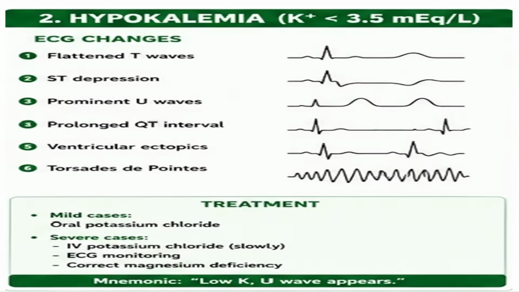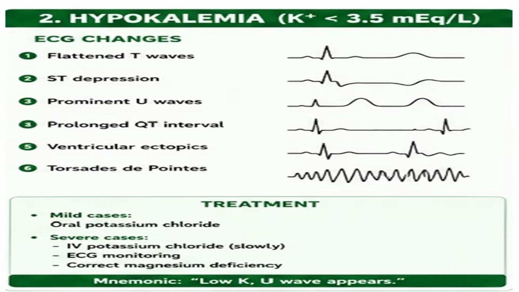When potassium becomes low, the ECG changes are almost opposite to hyperkalemia. The T waves become flattened, ST depression develops, and a prominent U wave appears, which is a classical finding. Severe hypokalemia may prolong the QT interval and predispose patients to ventricular arrhythmias and torsade de pointes. Think of this phrase: low potassium, U wave says hello.